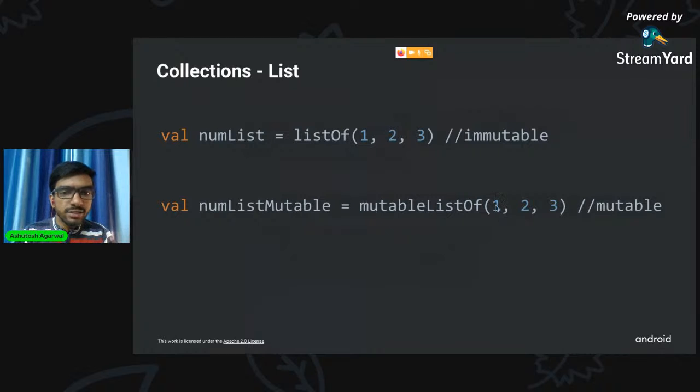Now let's talk about the collections in Kotlin. Here I'm talking about only one collection, list, and there are many other collections too, which are a little trickier. But most of the time you use list only, and there are two types of list: mutable and immutable list. Let's code it.